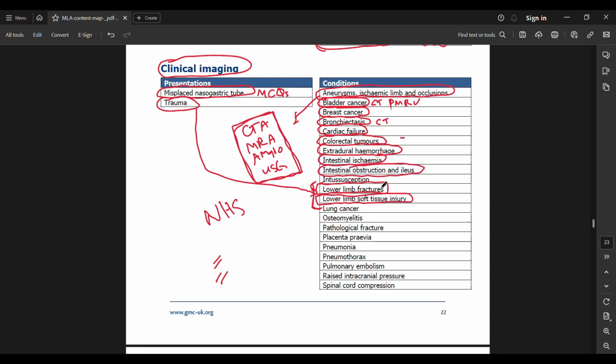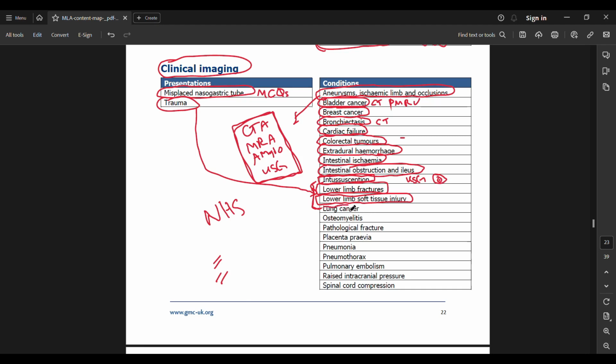This may actually show up as a scenario where they give you information, but then they also give you an image in a multiple choice question or maybe an OSCE station. But make sure you know how to confirm a diagnosis of intestinal obstruction or ileus on imaging. Next, you have intussusception. This usually just shows up as an ultrasound finding of a target lesion in a child.